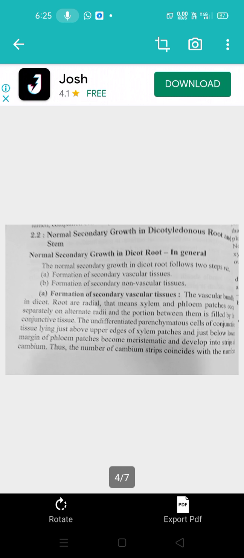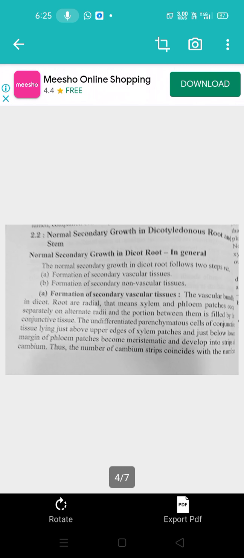First we have to study how normal secondary growth develops in the dicot root. The normal secondary growth in dicot root follows 2 steps. The first one is the formation of secondary vascular tissue, and the second one is the formation of secondary non-vascular tissue.